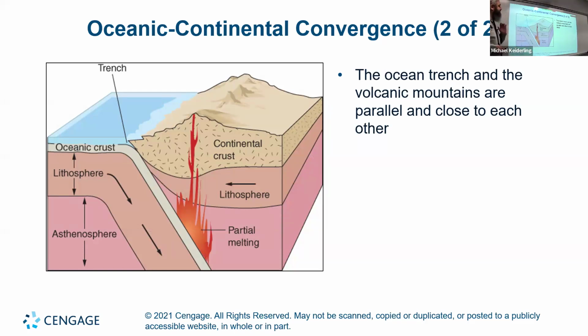So this is oceanic continental convergence. Generally, the oceanic crust sinks beneath, melts, and forms volcanic mountains on the continent. So this is basically what's happening in the Andes and the Cascades along the west coast of South America and northern US.